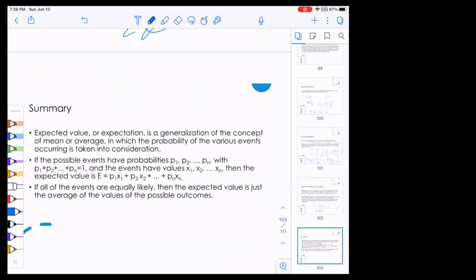So basically, the summary is expected value, or expectation, is a generalization of the concept of mean or average, in which the probability of the various events occurring is taken into consideration. If the possible events have probabilities like this, and the events have values x1, x2 to xn, then the expected value formula is you basically just multiply all of the probabilities with their respective outcomes. If all the events are equally likely, you can just find the average. And if you have a paradox problem where it's possible to get infinite dollars, it doesn't matter what the chances of getting it are, the expected value is still going to be infinite because you have infinite possibilities of money.